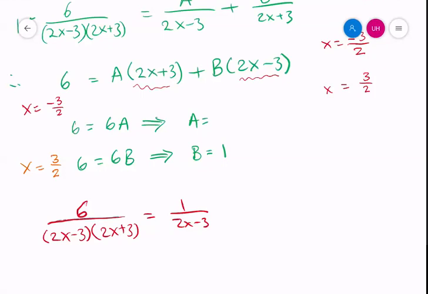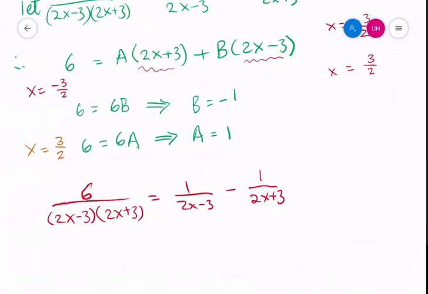So this is going to be 6b here, and therefore b is minus 1. Oh, thank you for that. And this is going to be a, and this a is 1. So it's 1 over 2x minus 3, and because b is minus 1, it's going to be minus 1 over 2x plus 3.